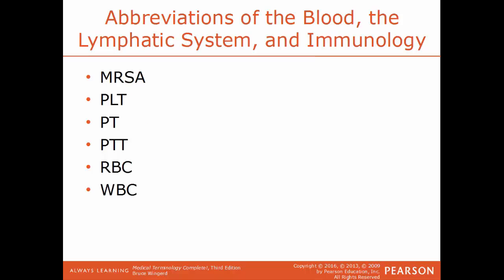MRSA, methicillin-resistant Staphylococcus aureus, basically the bacterium Staph aureus that has mutated to the point where it's now resistant to the common antibiotic treatment of methicillin. PLT, platelet count. PT, prothrombin time. PTT, also related to prothrombin time, the partial thromboplastin time. Both of those are reference to a coagulation time test. RBC, red blood cells. WBC, white blood cells.